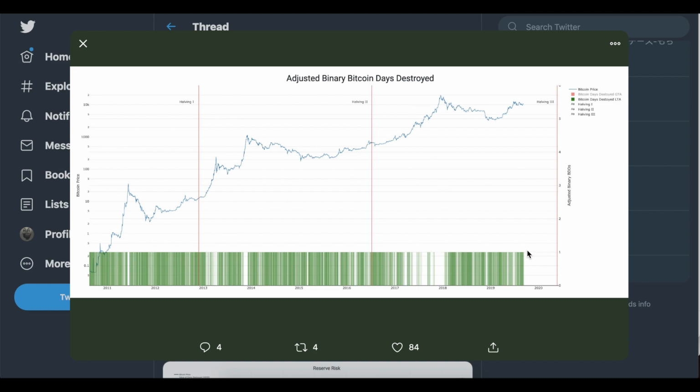And finally, Hans Hodl wrote about his own metric, adjusted binary Bitcoin days destroyed, saying that as soon as we don't see this kind of white area at the current price, then we don't have the condition for the new high, or at least the high before the major dip, because people basically don't sell at that point. Well, I mean, smart money doesn't sell at that point.